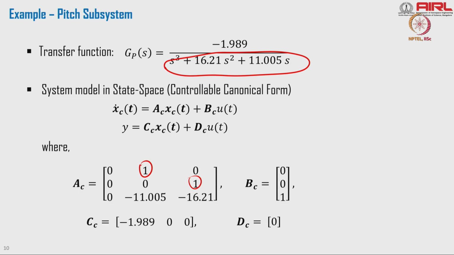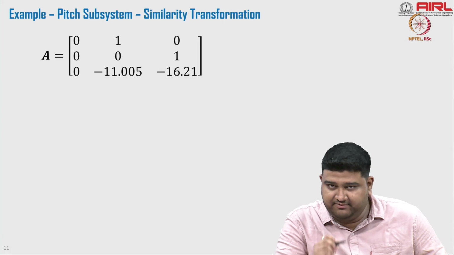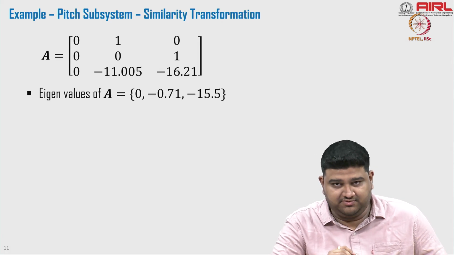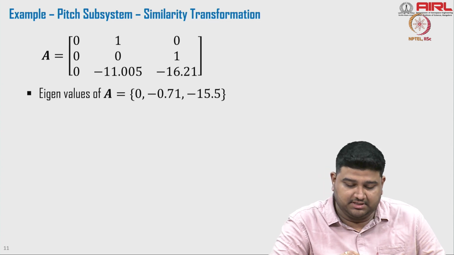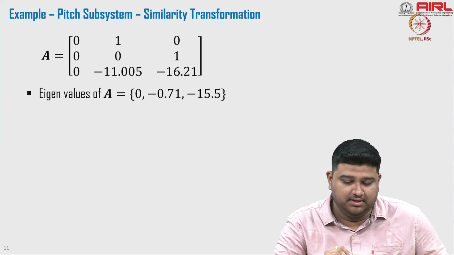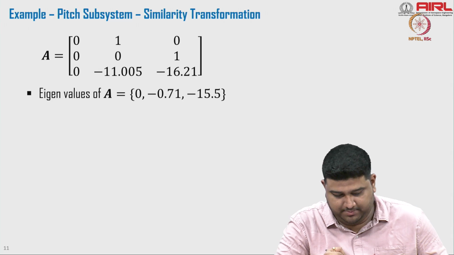The B matrix is given by 0, 0, 1. The C matrix will have the numerator here, and since there is no s squared or s term, these two terms are 0, and the D matrix is also 0. Now let's do similarity transformation on this matrix. We have the controllable canonical form A matrix. We find the eigenvalues. We've looked at how to find eigenvalues in one of the previous lectures. I recommend you go refresh your memory if needed. We find the eigenvalues of the matrix to be 0, minus 0.71 and minus 15.5.